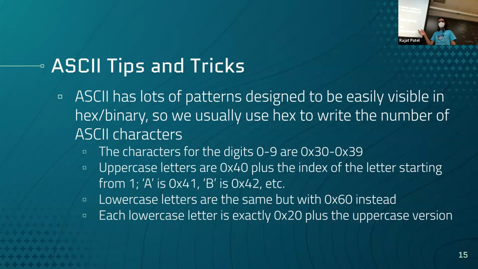Uppercase letters are hex 40 plus the index of the letter starting from 1. So A is hex 41, B is hex 42, etc. And then lowercase letters are exactly the same, but you start at hex 60 instead. And that means that every lowercase letter is exactly hex 20 after its uppercase version.